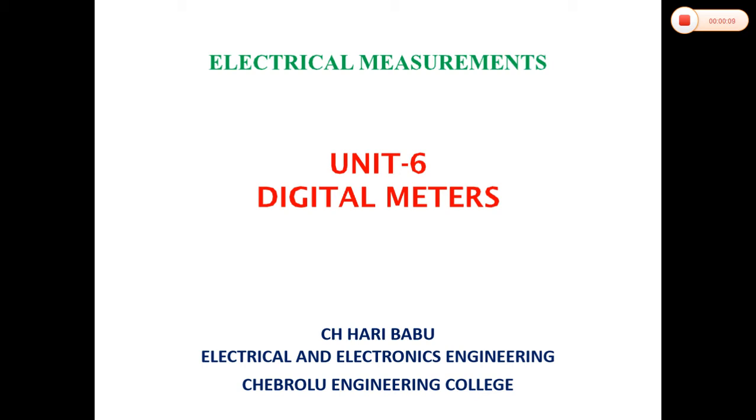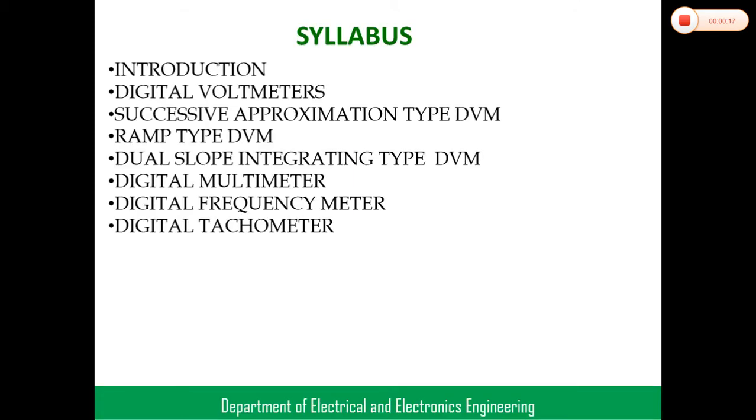I am going to deal with the subject Electrical Measurements, Unit 6, Digital Meters. In this unit we have already completed the introduction, digital voltmeters, successive approximation type DVM, ramp DVM, and also dual slope integration type of DVM. So in this video I am going to discuss the digital multimeter, frequency meter, and tachometer. These three topics I will cover in this video.